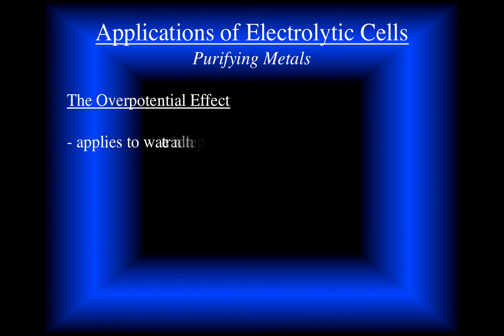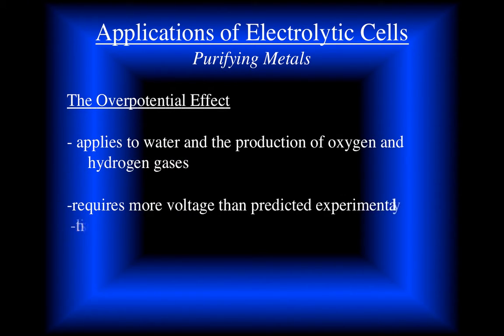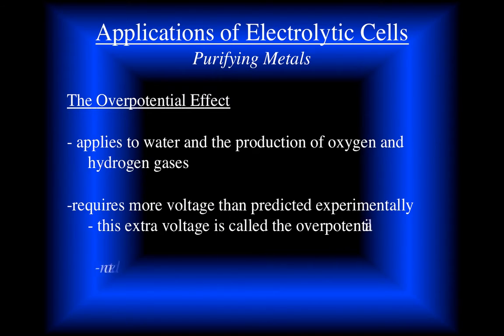Okay, the end of the PowerPoint, we have something called the overpotential effect. It may be something you've been wondering about because it's on your table of reduction potentials. Potential means voltage. Over means more in this case. So for things like water, where you're producing oxygen or hydrogen, depending if you oxidize or reduce it, it takes extra voltage to make that happen. And this extra voltage is cleverly called overpotential.